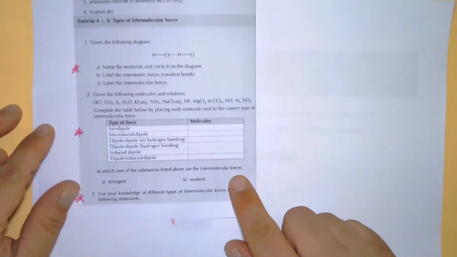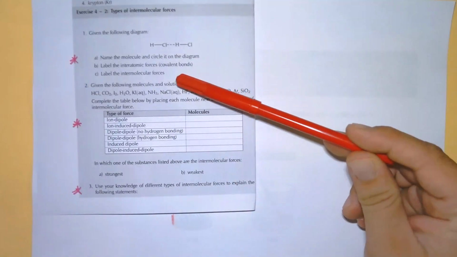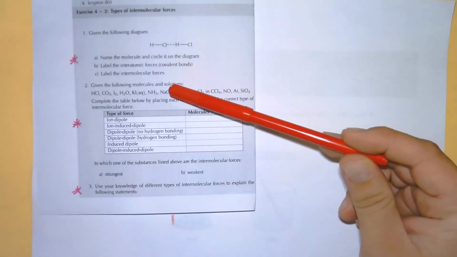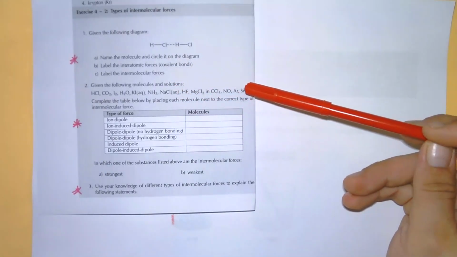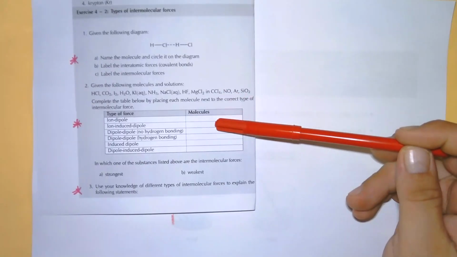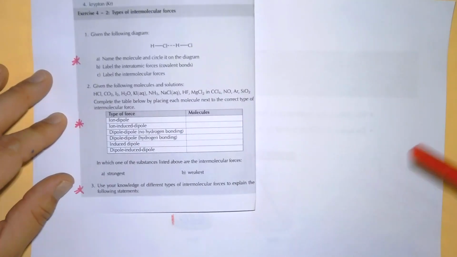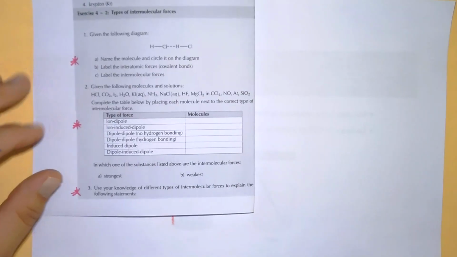Okay, the next question that I want us to take a look at then, they give us a little table, and I'm just going to put it down there so that we can see the question. So given the following molecules and solutions, so they give us a whole list of molecules and solutions, and then they tell us to complete the table. Okay, so they want us to take a look at each one of these molecules individually, and they then want us to be able to tell them which type of intermolecular force would be between each molecule.